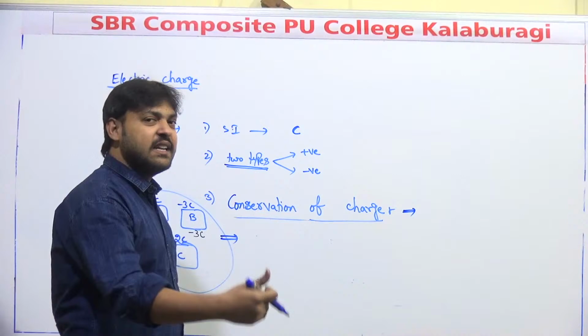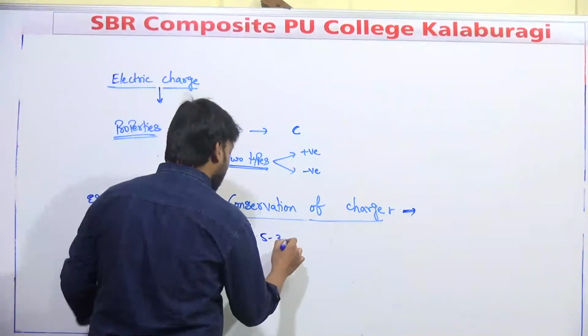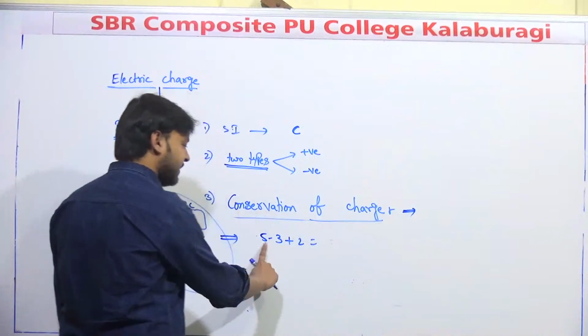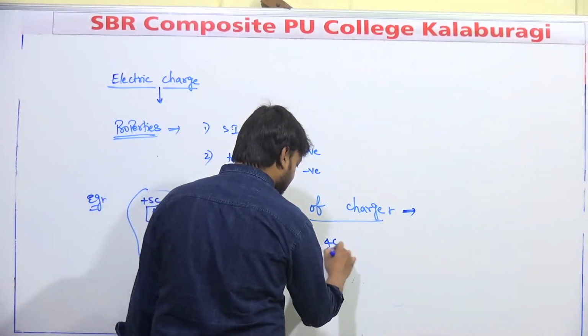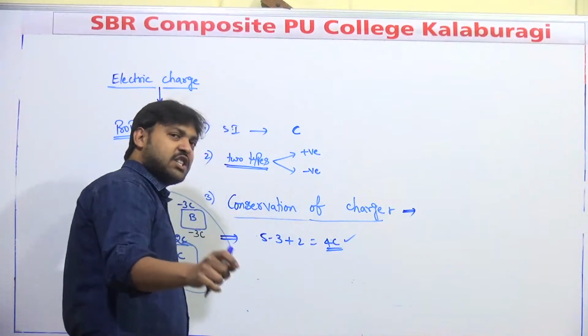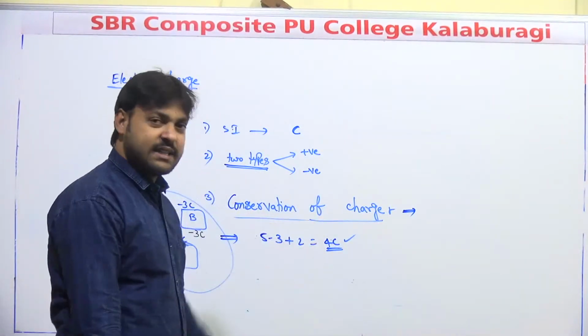What is the initial charge? It is 5 minus 3 plus 2. That is 2 plus 2, so it should be 4 coulombs. Initially it is 4, so finally the system should also have 4 coulombs itself.